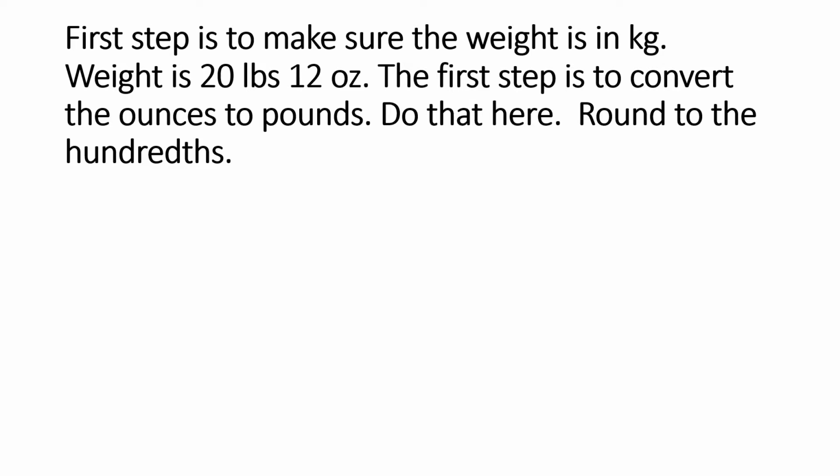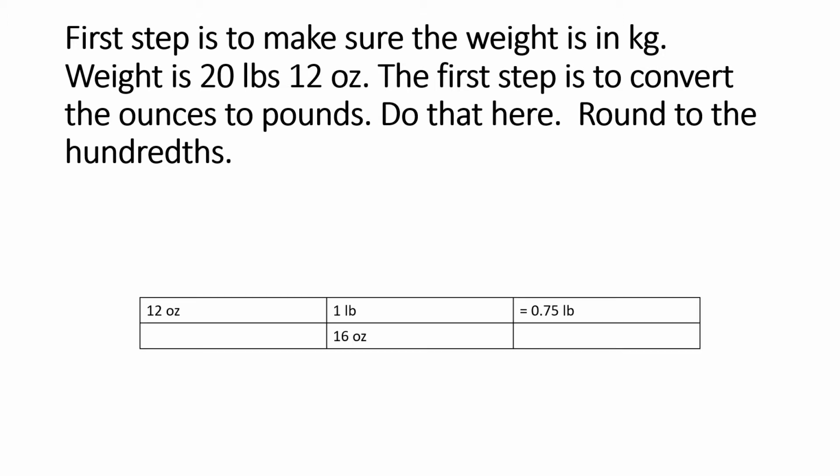Okay, so the first step is to make sure the weight is in kilos. So my first example here is a patient who weighs 20 pounds and 12 ounces. In order to get this into kilos, we first have to make it into one measurement, which will be pounds. So we're going to do that here, and we're going to round to the hundredths. You can pause this if you want to. I'm going to keep going.